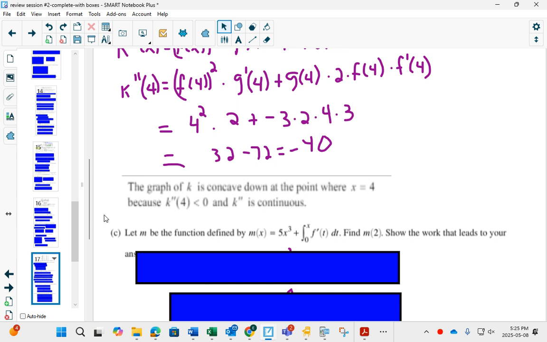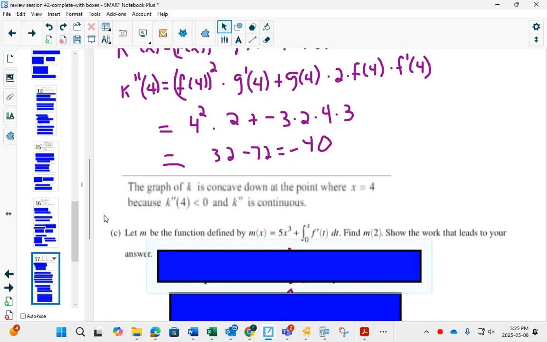Part C. Let m be another function defined by m of x equals 5x cubed plus the integral from 0 to x of f prime t dt. At this point, have you seen the fundamental theorem of calculus part 1 so many times that when you see this, you're like, oh, I know what's coming. Something to do with the derivative is definitely coming up. But it says, find m of 2 and show the work that leads to your answer.